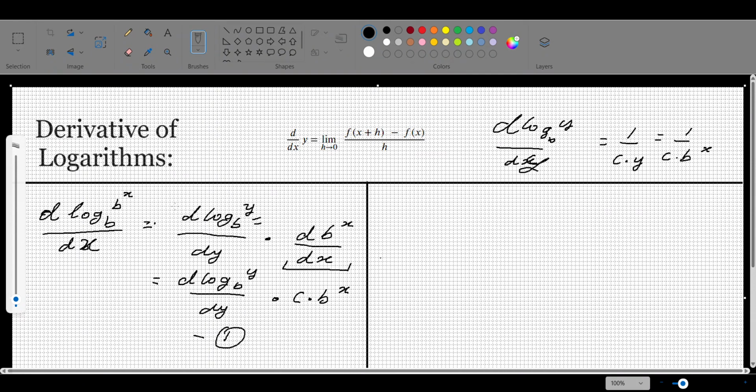Okay. Now let's have a look at the second part. We're going to change log of b raised to x. So basically log of b raised to x, as we had seen earlier, is equal to x. So you could say that here we're deriving x, which, if you have learnt about derivatives, is just equal to 1. Now you see, equation 1 and equation 2 are equal. Therefore, they can be equated together.